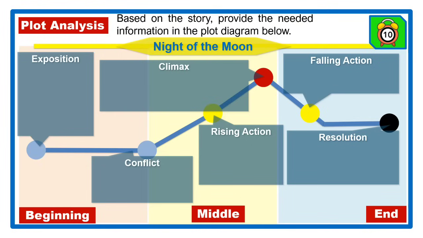Now, let's try to do it again, the plot analysis that we did last week. Based on the story, provide the needed information in the plot diagram below. If I were to answer this plot diagram, I will answer it in the easiest way possible like this. For exposition, I'm gonna write, it was bedtime. Yasmin's mom talked about the moon.